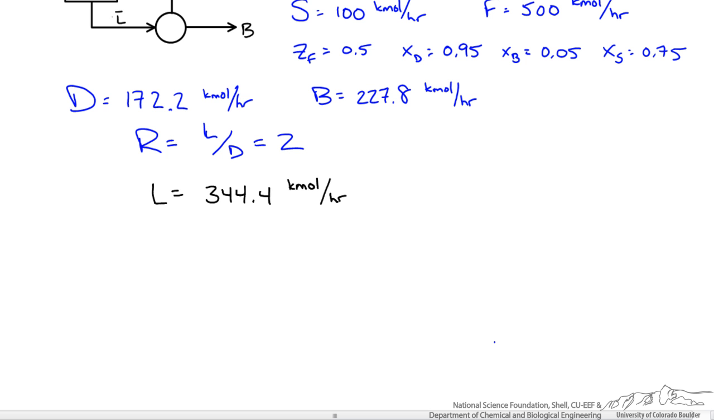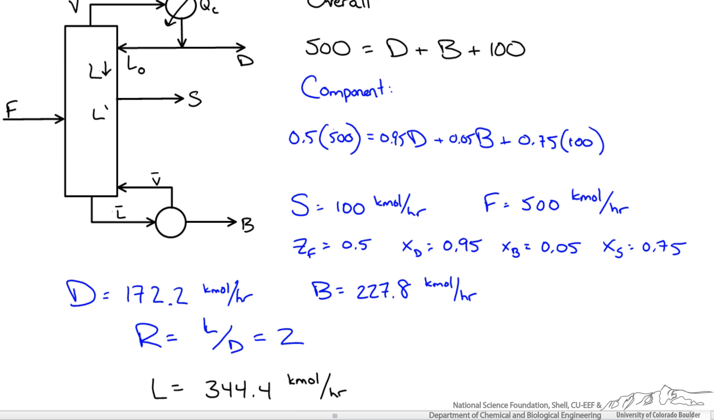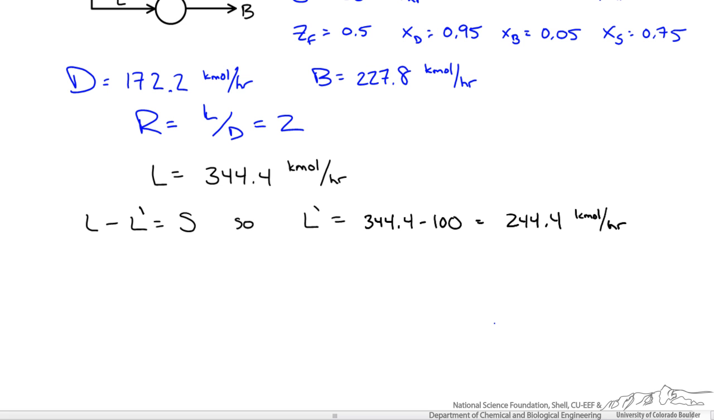Next thing is we could figure out what L prime is. And the reason we could do that is if we think back to this drawing, we have L coming down, we have a side stream being pulled off, and then we have L prime. So L minus L prime is going to be S. So this should be lower since we're pulling something out. We have 244.4 kilomoles an hour of our L prime flowing down.